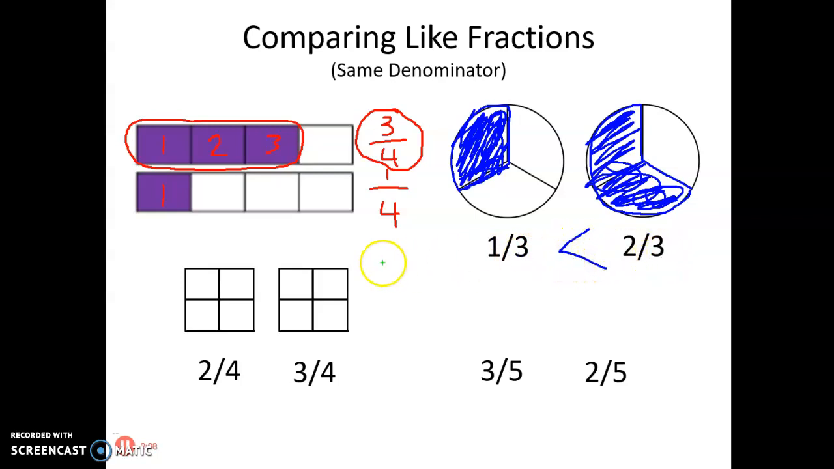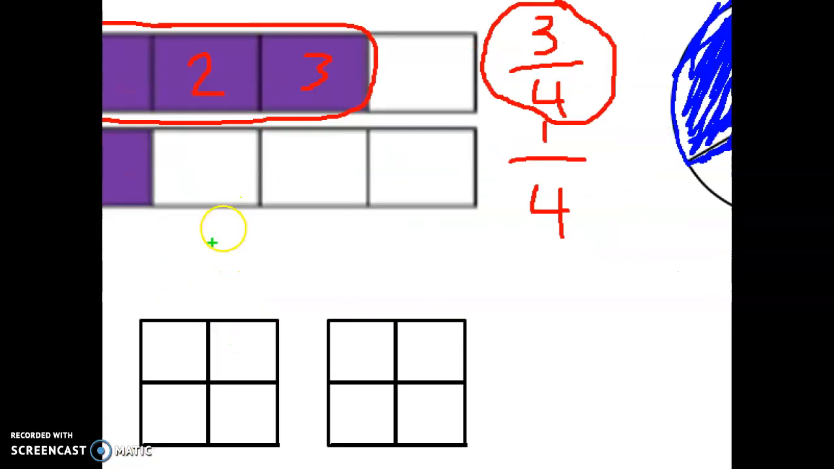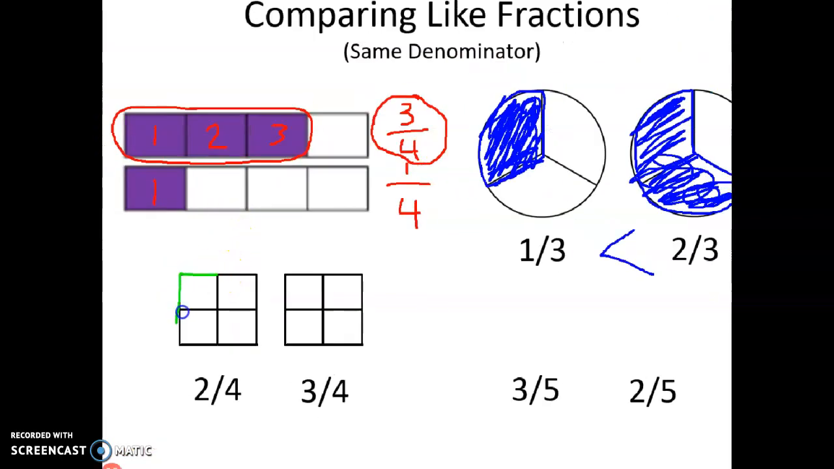So let's look down here at our squares. I'm going to imagine that these are chocolate bars. We have chocolate bars that are split into 4s. 1, 2, 3, 4. That's my denominator. Now, this one is telling me to color in 2 pieces of my chocolate bar. And this one is telling me to color in 3 pieces of my chocolate bar.